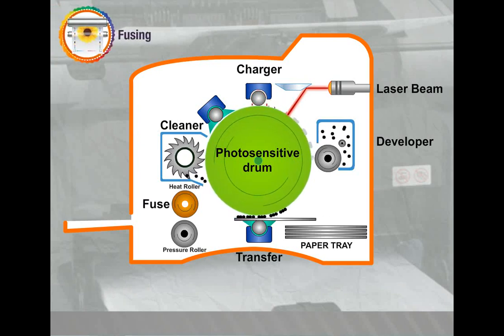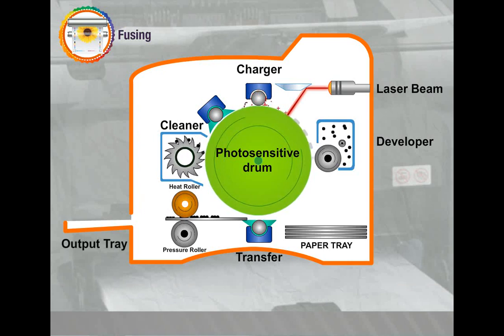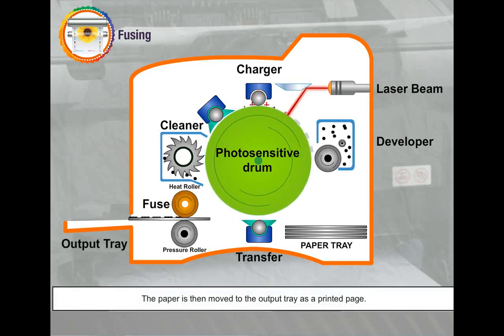Fusing. The toner is permanently fused to the paper. The printing paper is rolled between a heated roller and a pressure roller. The paper is then moved to the output tray as a printed page.